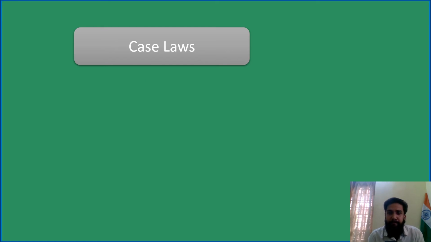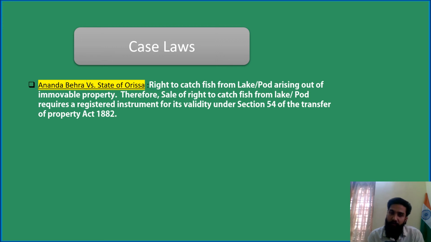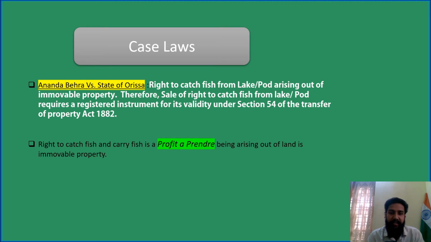So next case, Ananda Behra versus State of Orissa. Right to catch fish from a lake or pond arises out of immovable property. Therefore, sale of the right to catch fish from a lake or pond requires a registered instrument for its validity. It is under section 54 of the Transfer of Property Act 1882. So the right to catch fish and carry fish is a profit a prendre. Arising out of land, it is an immovable property. So a profit a prendre is something where you get a benefit arising out of land. It is an immovable property. So this all becomes very easy once you know that concept.